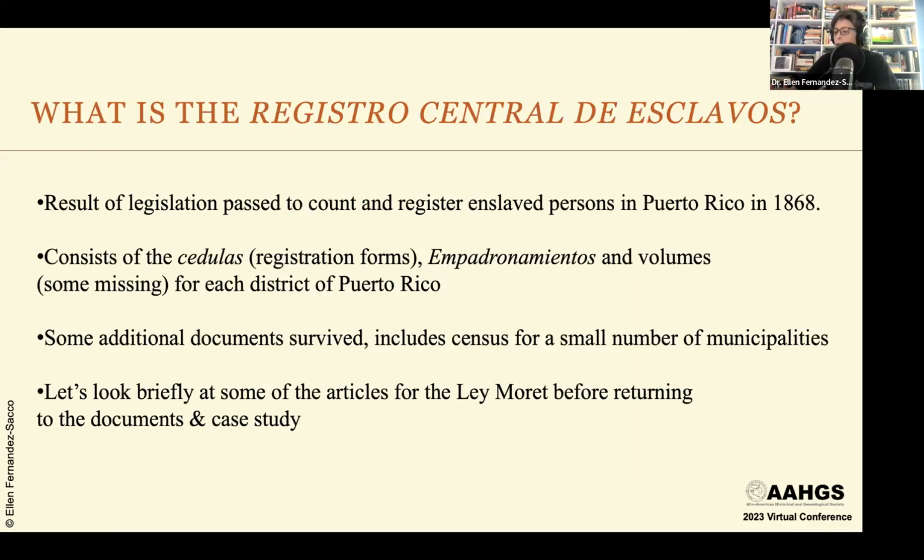The Registro Central de Esclavos is the result of a lot of legislation that was passed to count and register enslaved persons in Puerto Rico in 1868. It consists of cedulas, which are registration forms, empadronamientos, which is a mouthful, their local censuses, I'll show you in just a minute, and the 1872 volumes for each district of Puerto Rico, and some of those are missing, and I'll talk about that as well. There are some additional documents, like censuses for a small number of municipalities, but really the Registro Central de Esclavos has a lot of information in it.